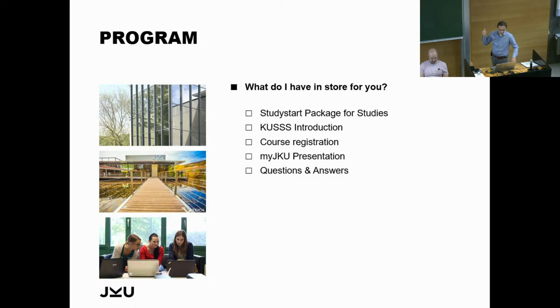For today, I have a little bit of study start packages for you. That's the part where I show you where to get information. Second is Kaplan University Study Support System, how to find your lectures, how to sign them in. Course search, course registration. Then myJKU. Most of you didn't know what that is so far, but it will be the next system in a few years, with full functionality like what KUSSS is at the moment.